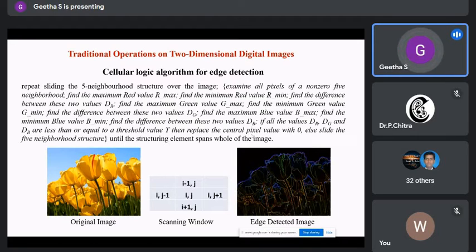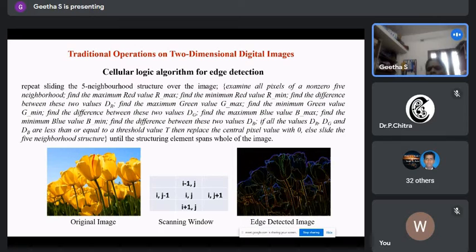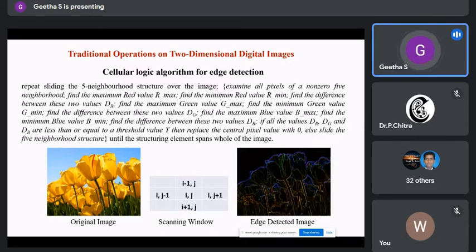If all the values dR, dG and dB are less than or equal to the threshold value T, then replace the central pixel value with 0, else slide the 5 neighborhood structure until the structuring element spans the whole of the image. Only the outline remains. So this one, the flower, is edge detected. This one is edge detected, only the edge is displayed. So this is the edge detected image.